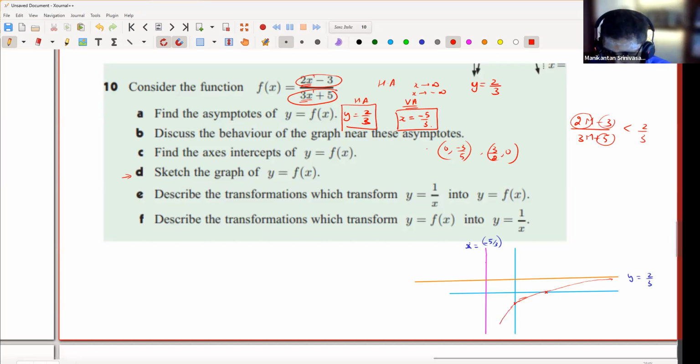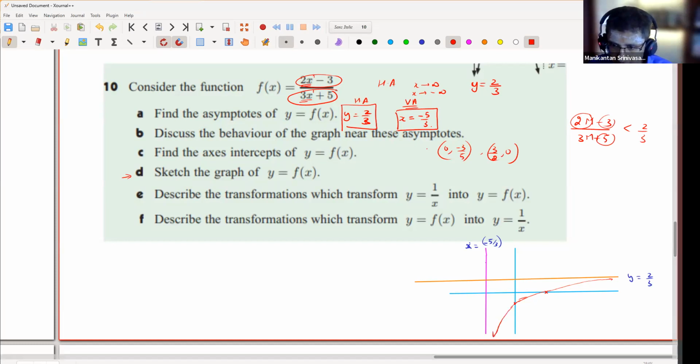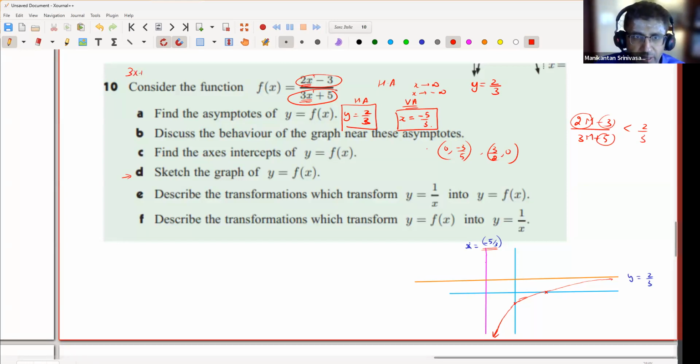Similarly, hopefully this should be consistent when I take it down to -infinity. Let's check around -5/3, slightly to the right of -5/3. I'm looking at 3x plus 5 in the denominator. When x is greater than -5/3, this quantity would be positive. Do you agree?